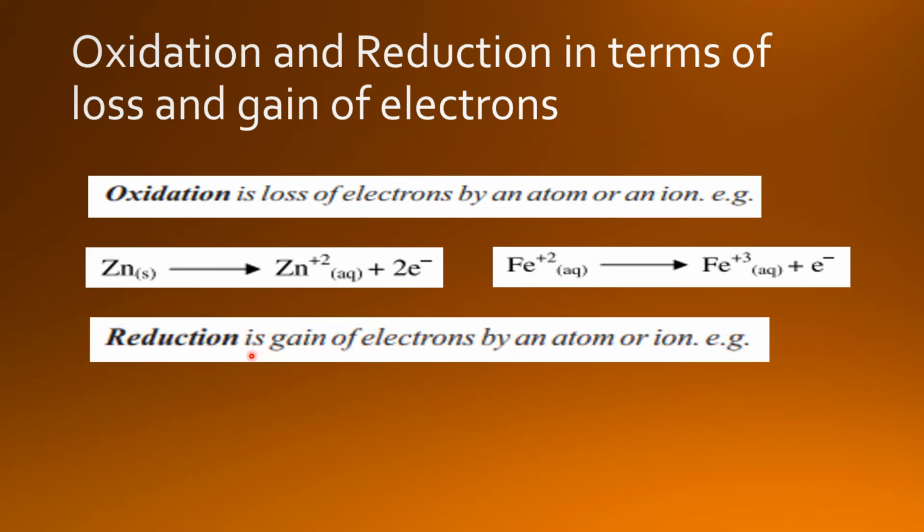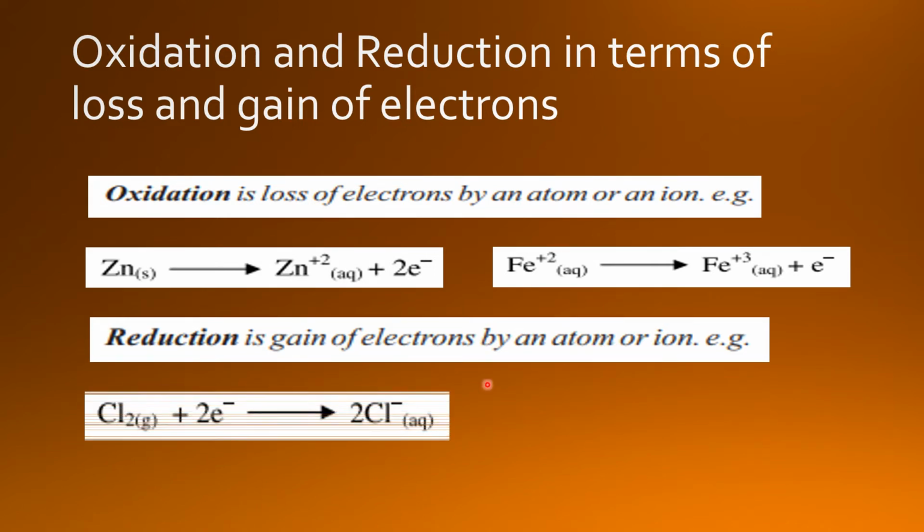And we say that reduction is the gain of electrons by an atom or an ion. For example, you can see here this chlorine gas gained 2 electrons, as we have written down these electrons in our reactant. So this chlorine is gaining these 2 electrons, and after the gain of the 2 electrons, changes into the chloride ions. 2 chloride ions are formed after gaining these 2 electrons by the chlorine gas. So as the chlorine is gaining the electrons, we will say that here the process of reduction is taking place.